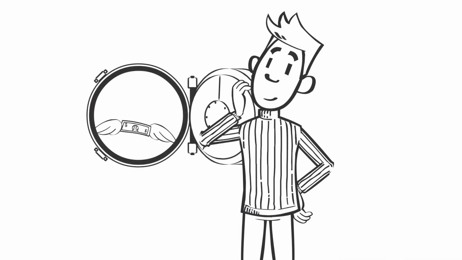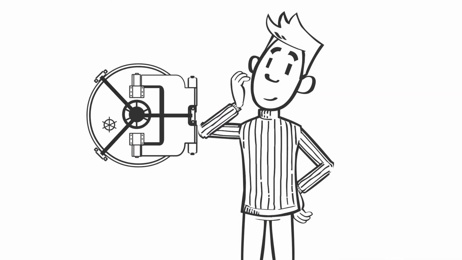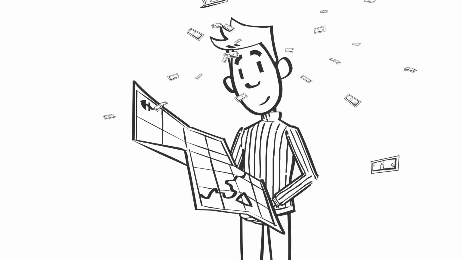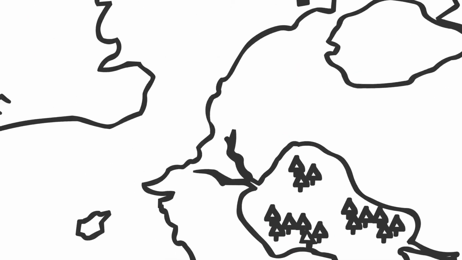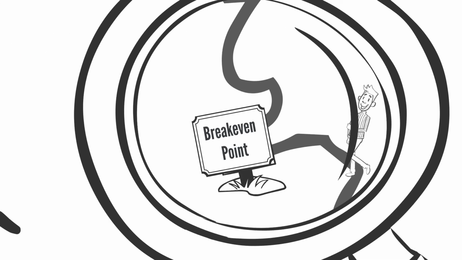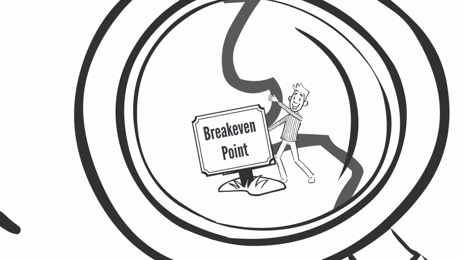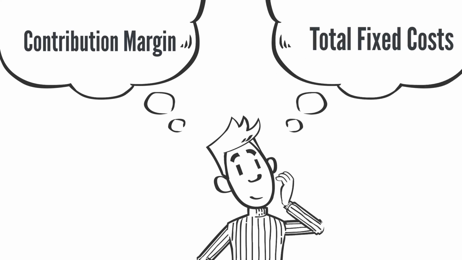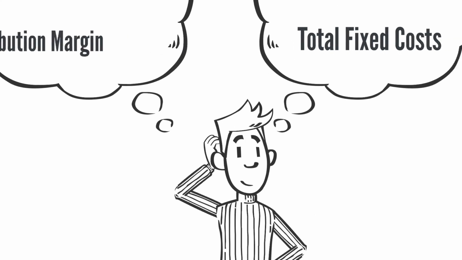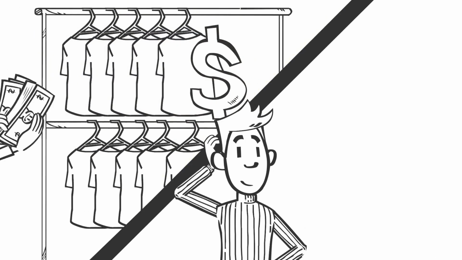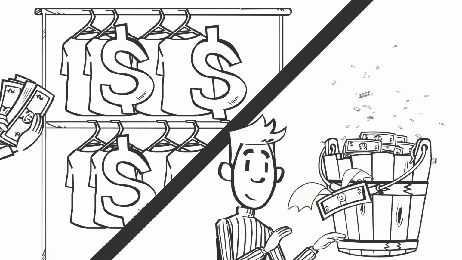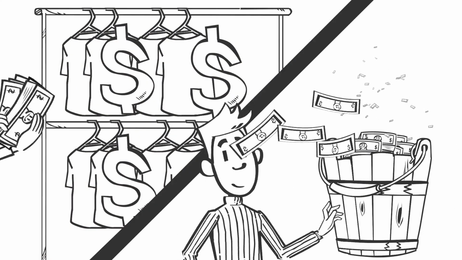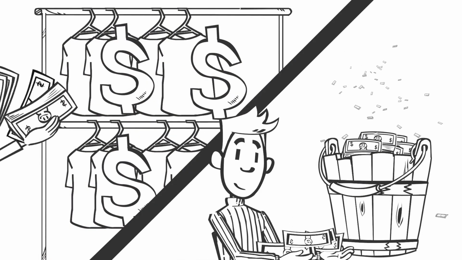In conclusion, to determine how much a firm gets to keep to make a profit, you need to find the break-even point. To do that, you need the contribution margin and the total fixed cost. From there, you can determine how many units your firm needs to sell to fill their bucket and how much money it gets to keep once the bucket is full.